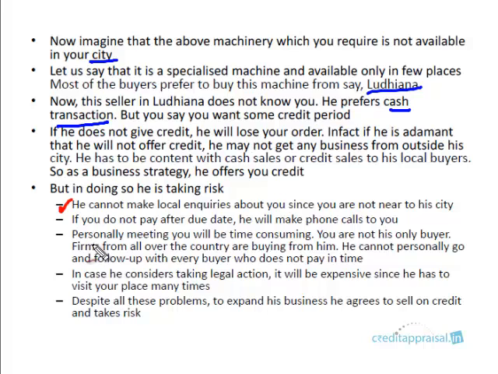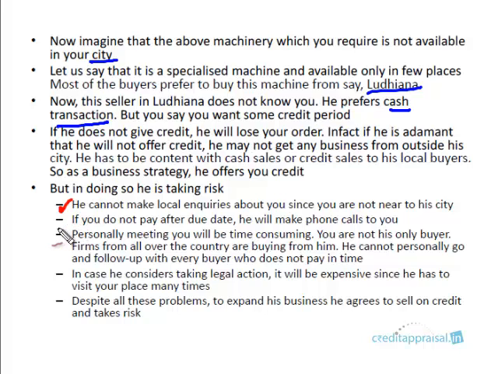One, he cannot make any independent local inquiries, because he's not near your city. He's far away somewhere in Punjab, and he cannot make local inquiries. What sort of a customer are you? What is your creditworthiness? What are your past dealings with your suppliers? So it's not easy to make local inquiries.